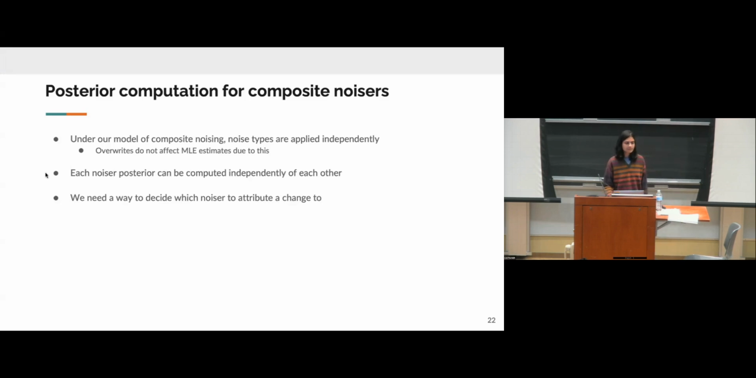Thanks. I still don't get the point about MLE estimates, but maybe it's not that important. I can explain that. One might be worried that because we are overwriting different noisers, we would be unable to get a good estimate of, say, the first noiser that we applied, because the changes that it made have now vanished. But this is just a note saying that we can still do this because of the way this posterior composition works.